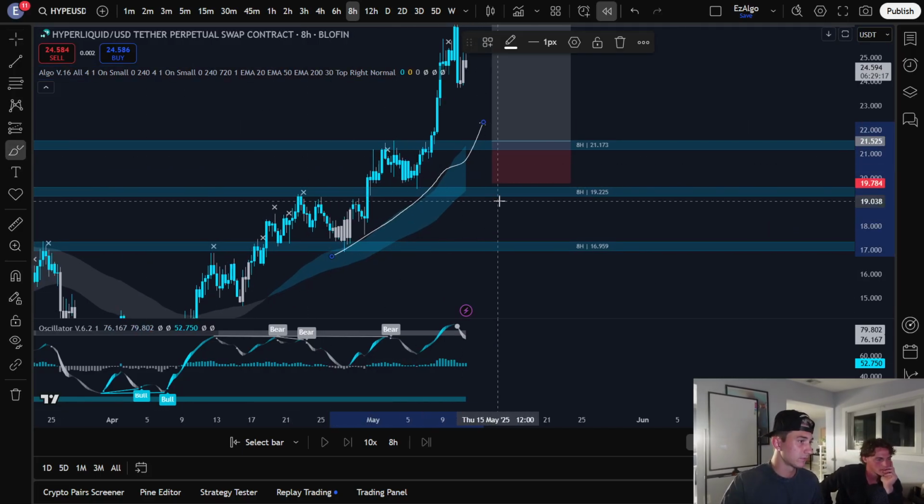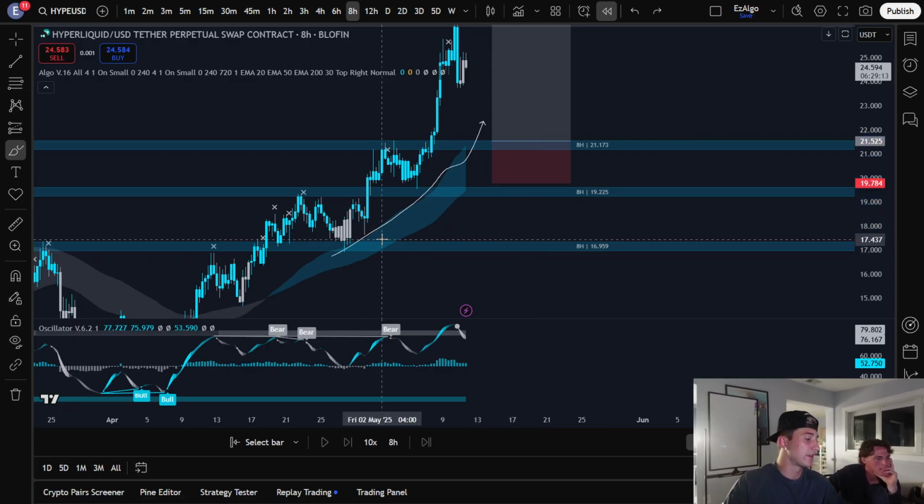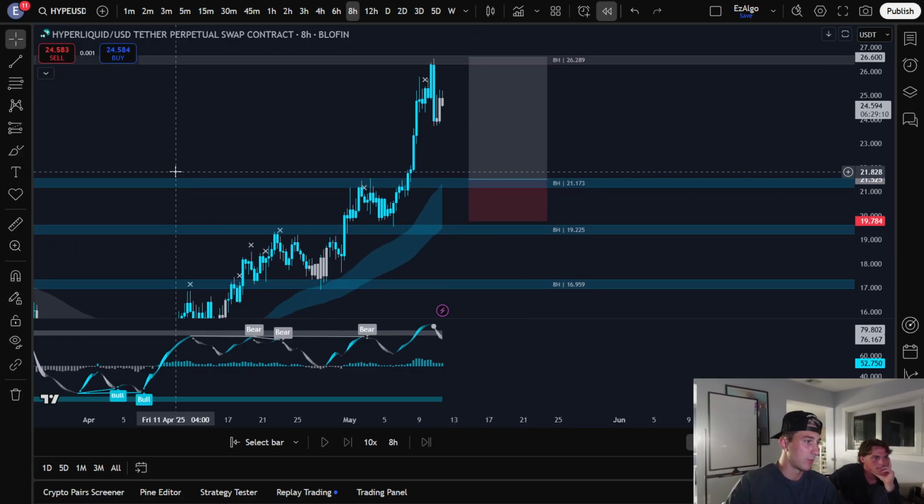What does EMA stand for? Exponential moving average. Oh, okay. So it's the same thing, right? All it's doing is giving us a little bit more data, making it a little bit more clear that we are in an uptrend.